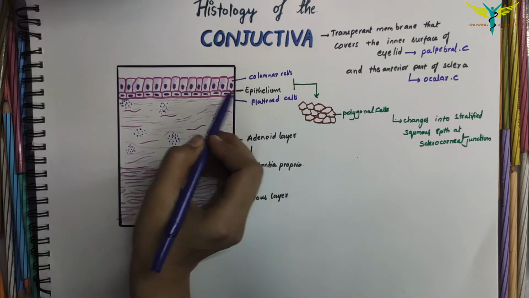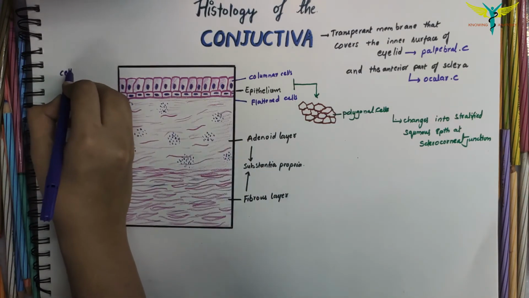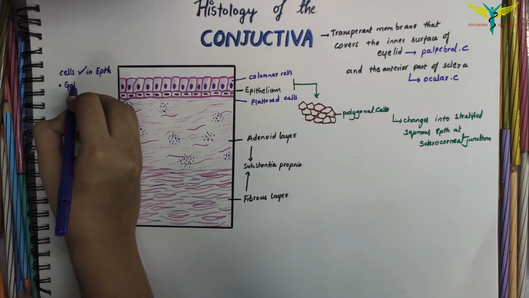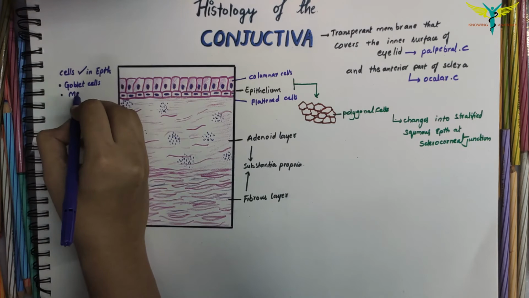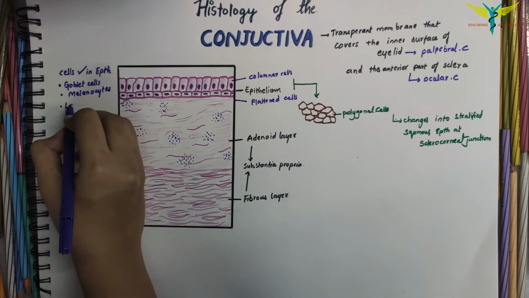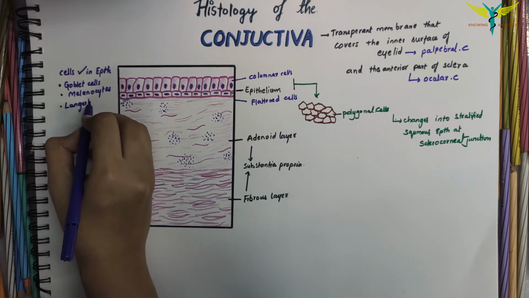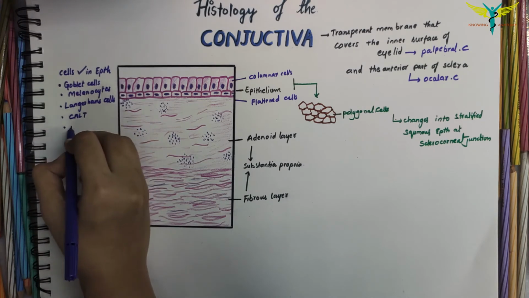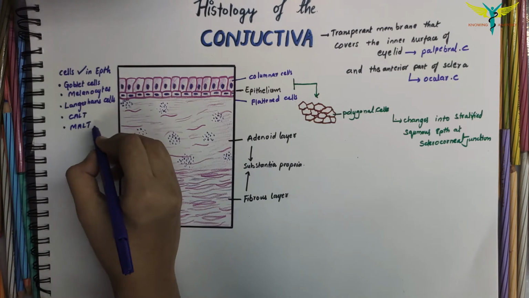The cells present in the epithelium are the goblet cells, melanocytes, Langerhans cells, CALT, and the MALT. These are the lymphoid cells.